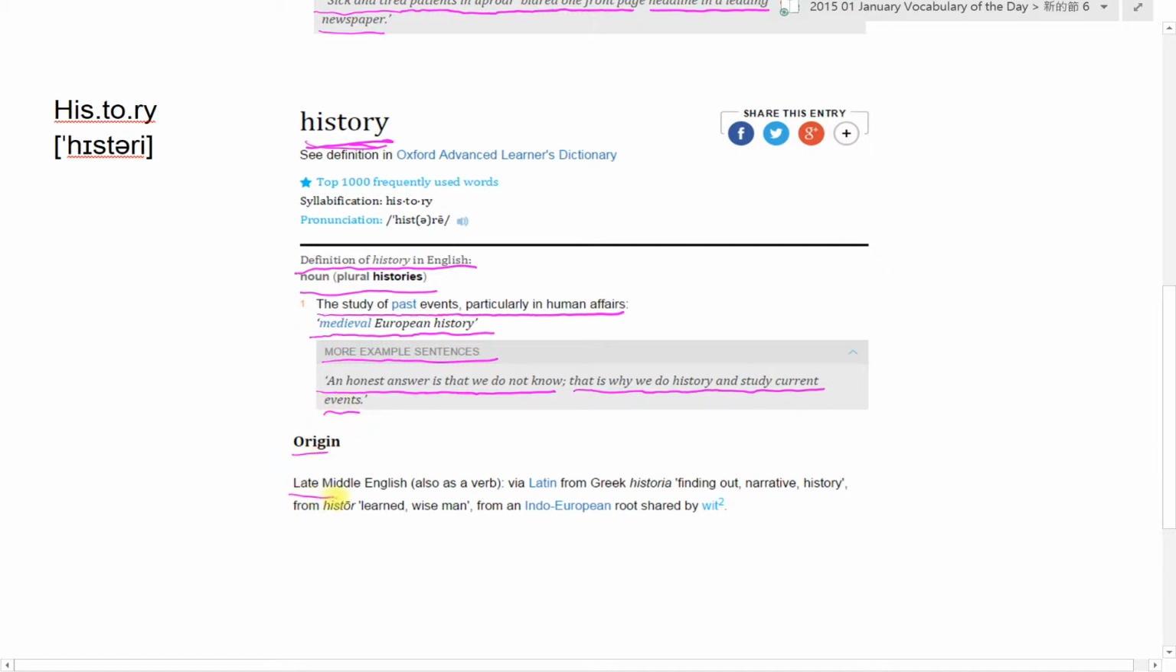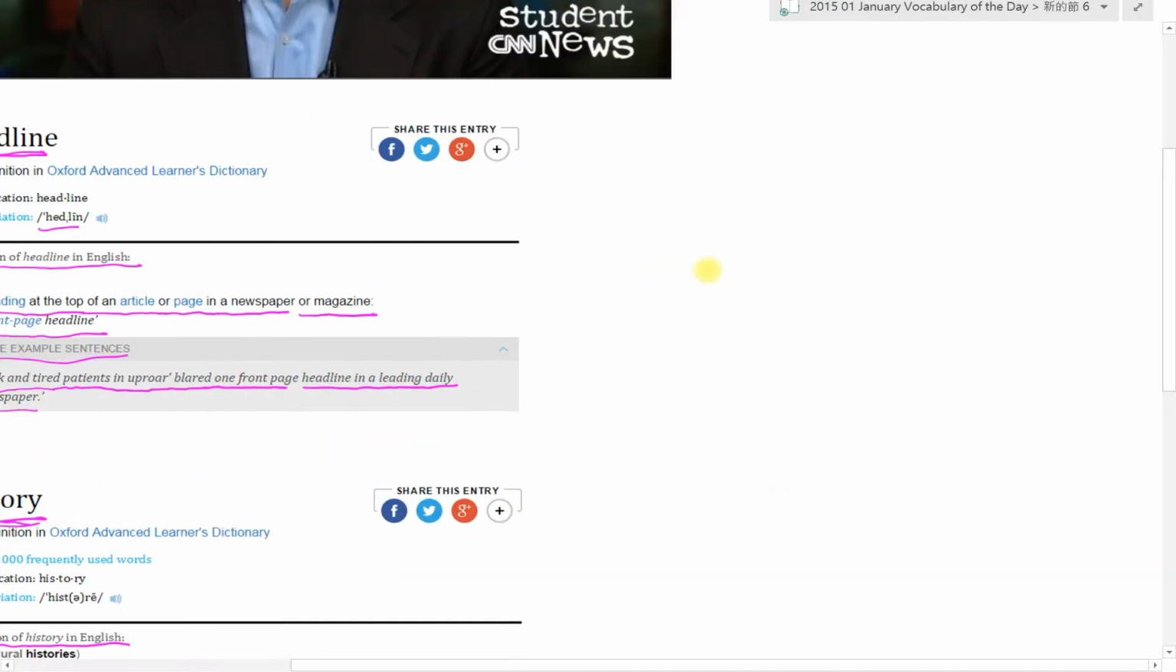Origin. Late Middle English, also as a verb. Var, Latin, from Greek. Historia, finding out. Narrative, history, from histor, learn. Wise man, from an Indo-European root shared by wheat. Let's take a look at what rules apply to those two vocabulary words.